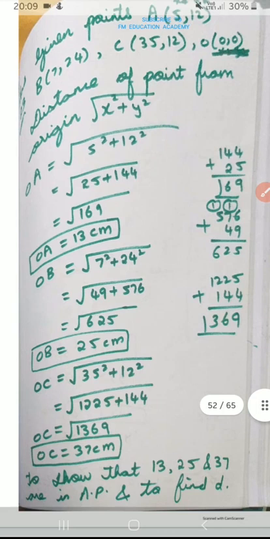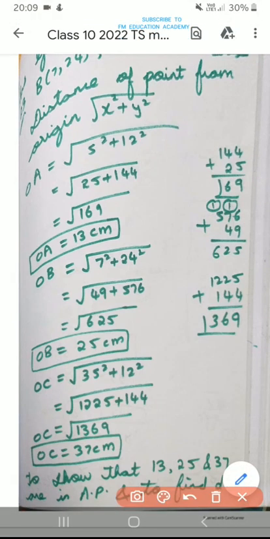Okay. So, if we find out OB, we'll get 749 plus 576, that is nothing but 625. Root 625 is 25. We know by perfect squares.